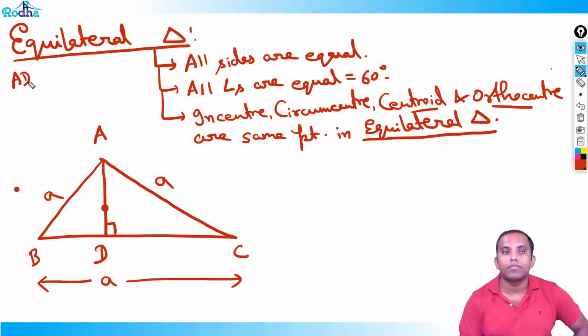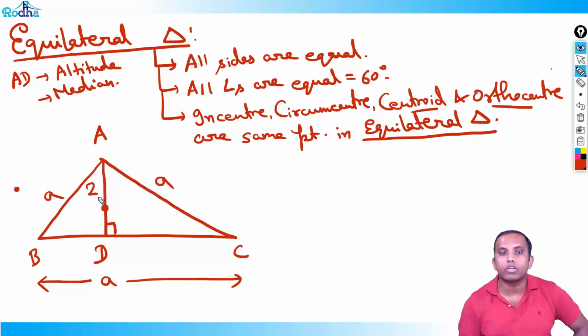That means AD is the altitude, and AD is also the median. Now if AD is the median here, the centroid divides the median in the ratio of 2:1. That means this is the ratio of 2:1. Centroid divides the median in the ratio of 2:1. Now, this point, let's say this point O, is the circumcenter as well as the incenter. Circumcenter means keeping this point as center and taking any one vertex as radius.